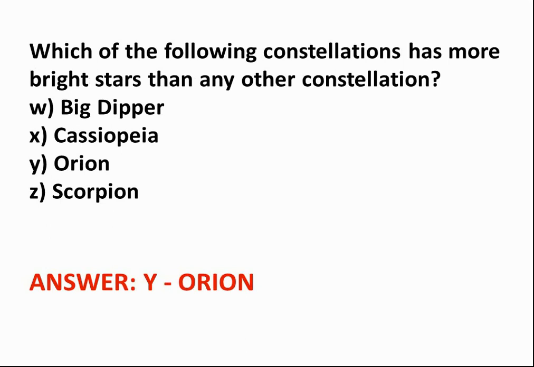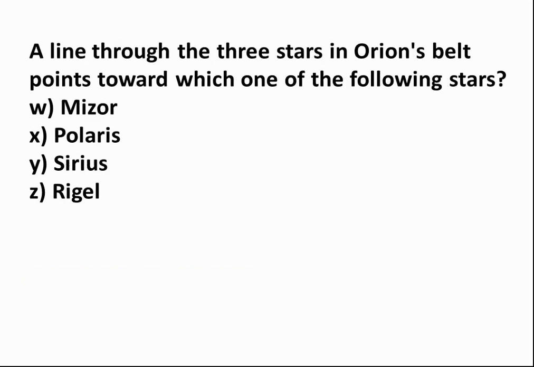Answer: Y. Orion. A line through the three stars in Orion's belt points toward which one of the following stars? W. Mizar. X. Polaris. Y. Sirius. Z. Rigel.